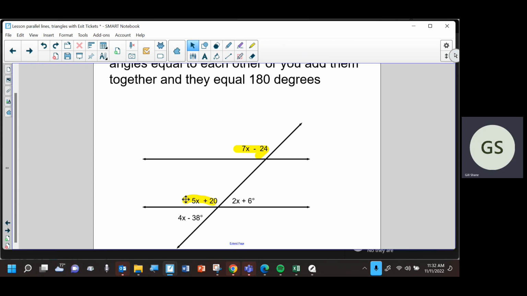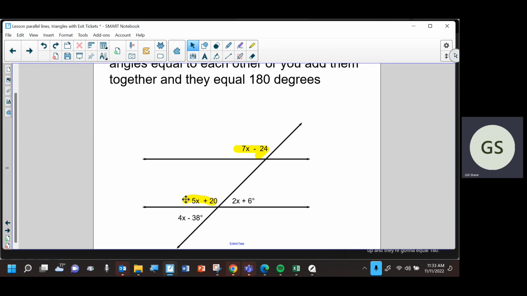They are corresponding, or they might be alternate interior, they might be alternate exterior. You use those definitions. That's how you know whether or not you set them equal, because all of those were equal to each other. If it's not one of those, then you have to add them up and they would equal 180 together. Or does anybody have a better way? What's an easier way, especially if it's a drawing like this? Either you're going to set them equal or you're going to add them up and they're going to equal 180.